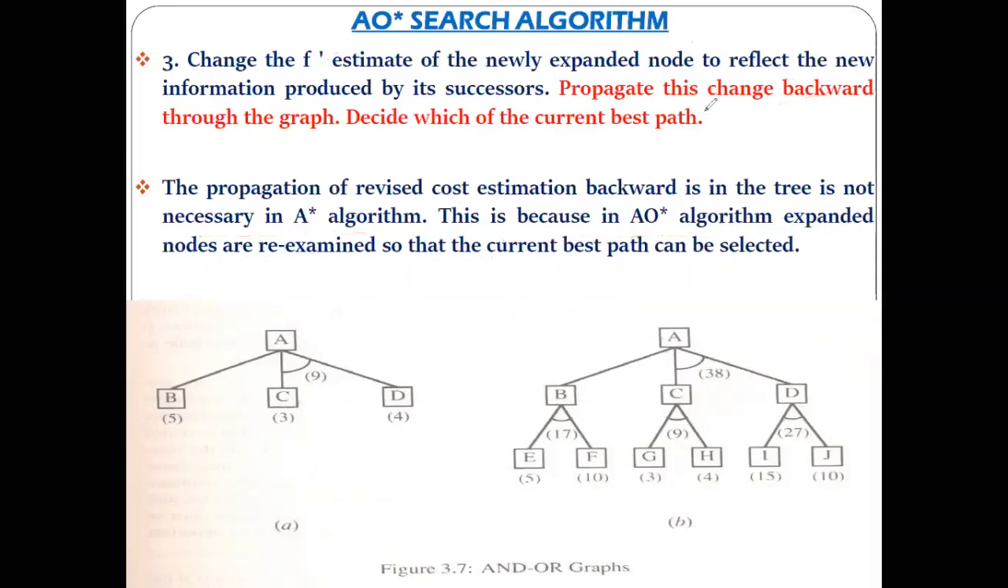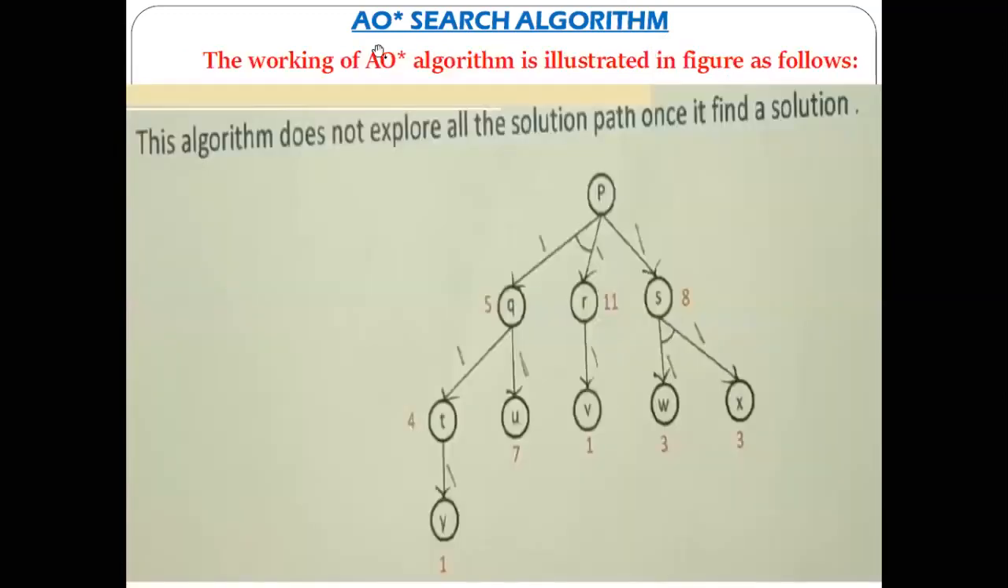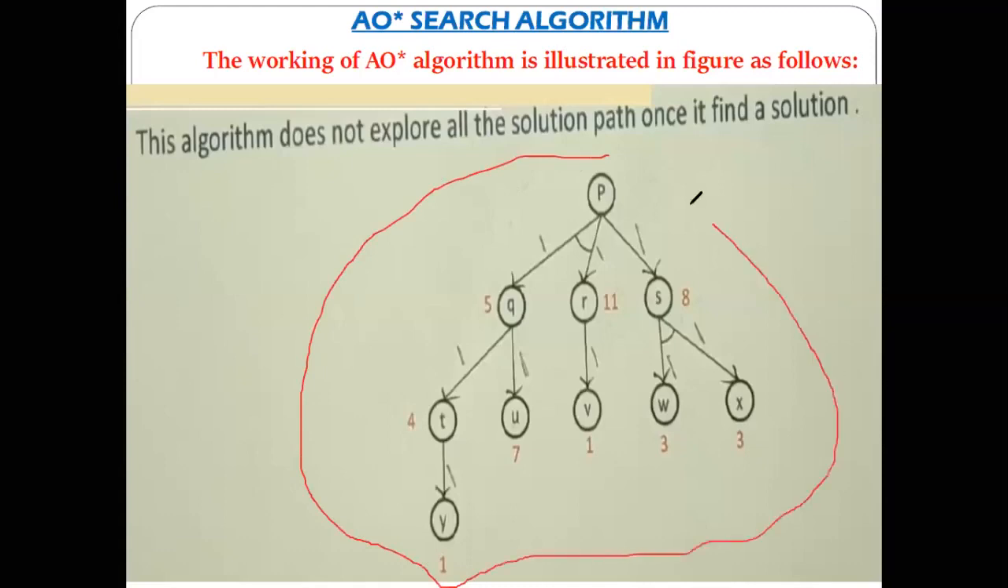Okay, let's apply this in the example. This is the example we have to solve. Now first you tell me how many solutions are available here. Okay, this is the decomposition or reduction of one particular problem according to the AND OR graph. Yes or no? Yes, sir.